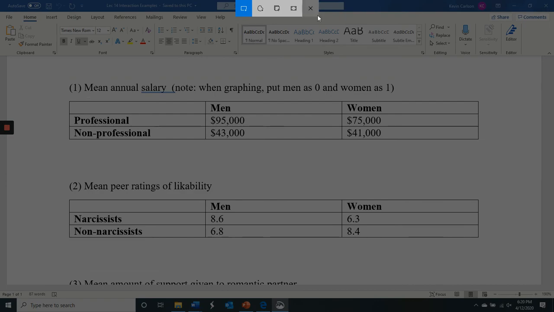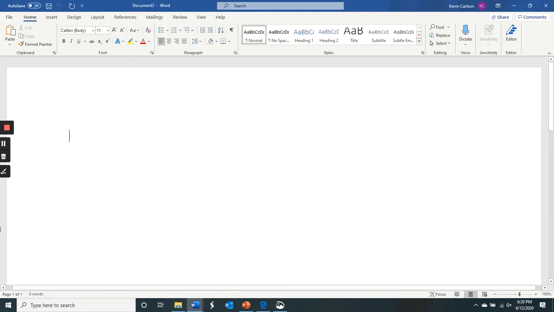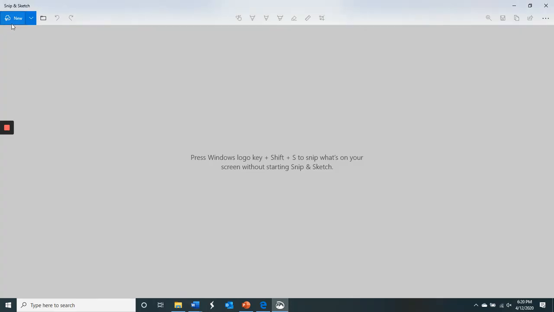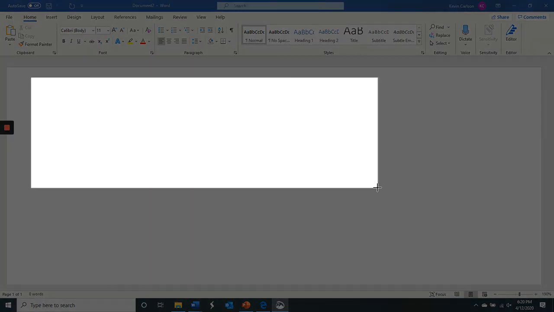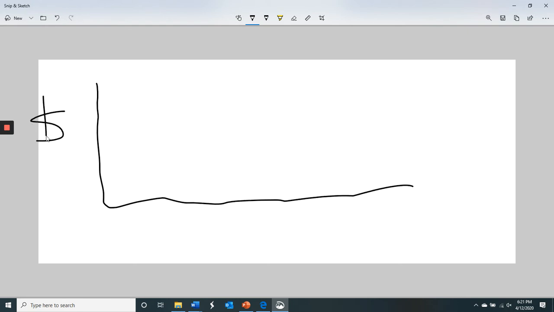Oops, that's not the snippet I want. I want the blank page, so let's snip the blank page. And we'll just draw it. It's the same data, we're just going to have the lines be different. We're going to have the lines be professional and non-professional. So again, this is the money, this is the DV, and we're going to put gender here. So we're going to put male, female, and we're going to have professional and non-professional as the lines.